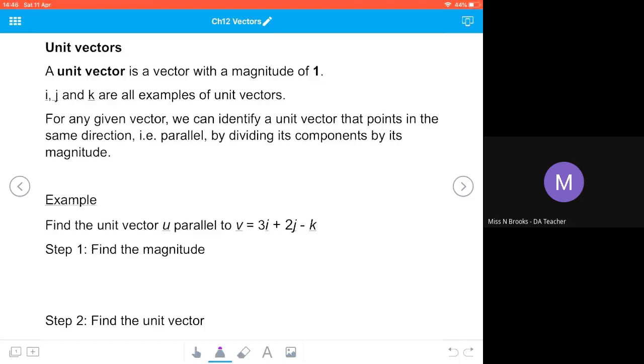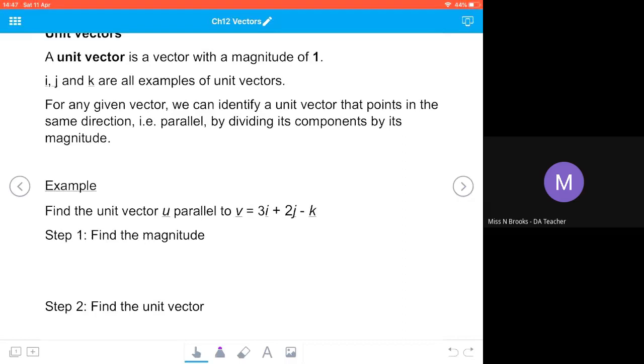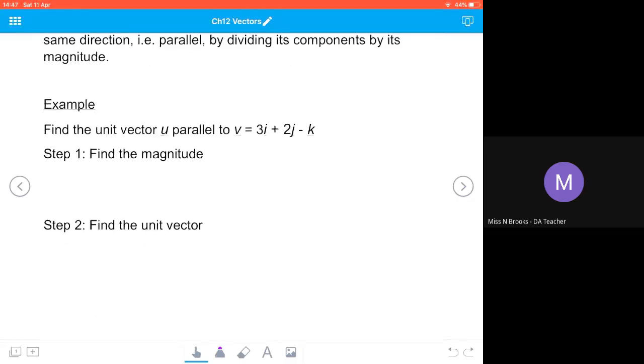For any given vector, we can identify a unit vector that points in the same direction, in other words, it's parallel, by dividing its components by its magnitude. So if we look at this example, we're going to find the unit vector u that's parallel to vector v, which is 3i plus 2j minus k. The first thing we want to do is write down vector v in its component form. So vector v equals 3, 2, negative 1.